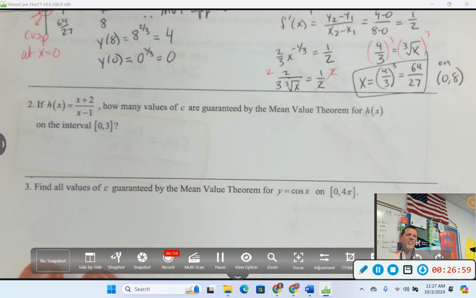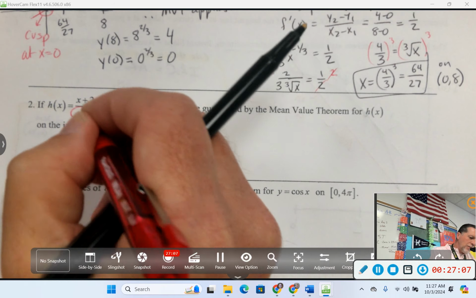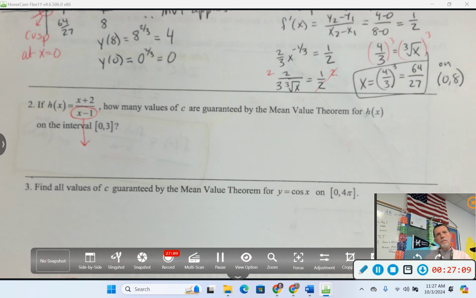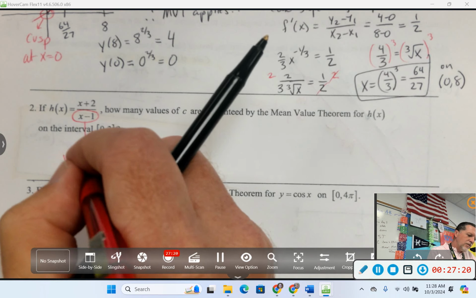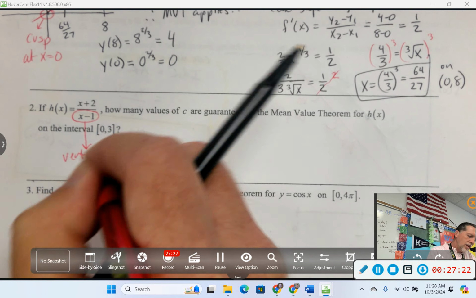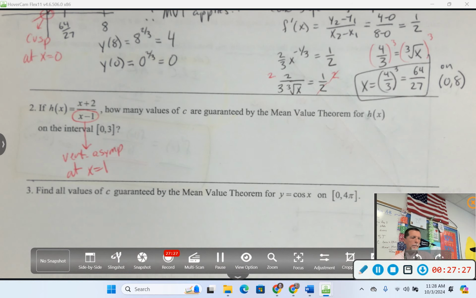Number 2, h of x equals x plus 2 over x minus 1. Before we go any further, what's going on with x minus 1? What does that mean for the graph? You pre-cal experts. There's a vertical asymptote at x equals 1. So that could be a problem if 1 is in the interval. If 1's in the interval, this problem is done. I can't handle a vertical asymptote.